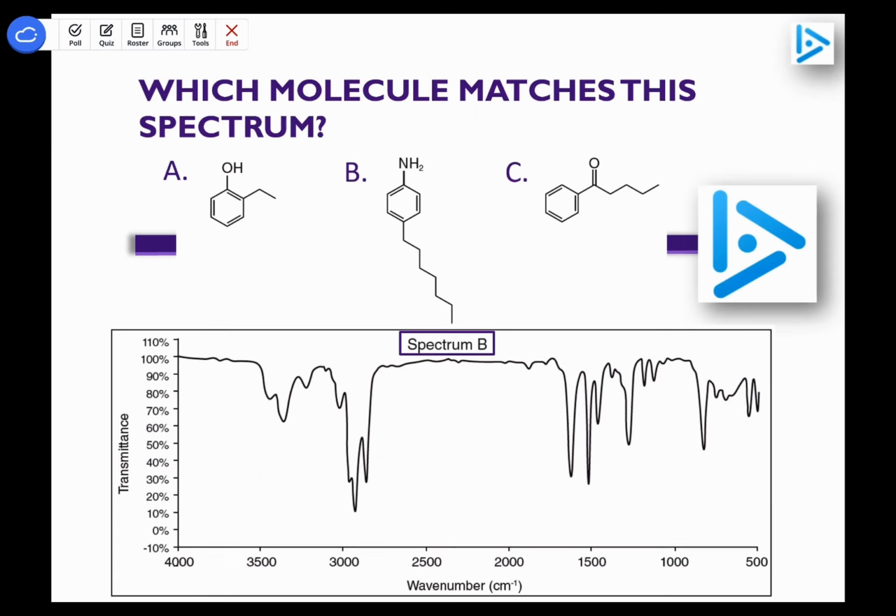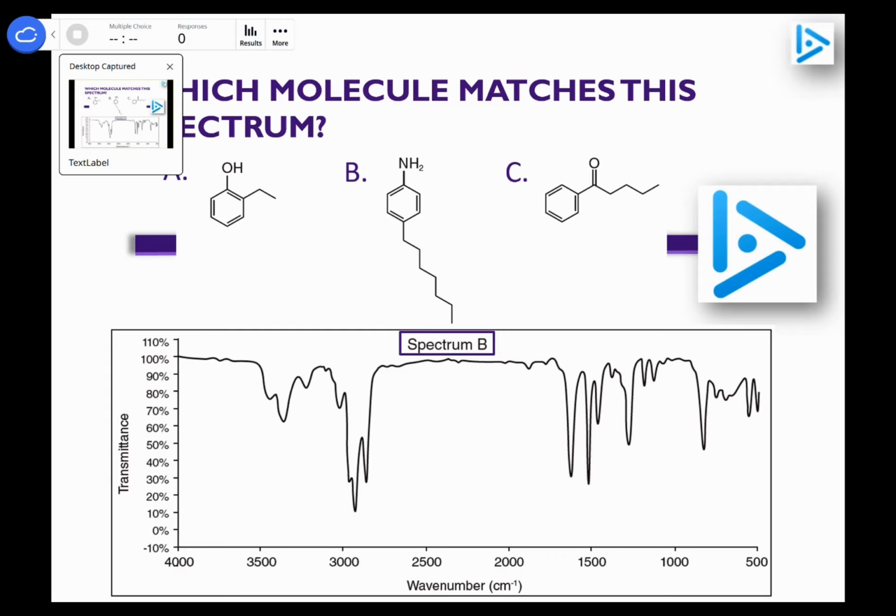So chat with the person beside you. This is spectrum B that I have on the screen. So make sure you're looking at the right one. You have A, B, and C in your workbook. I'm pulling up spectrum B. Which molecule produced spectrum B? Chat with the person beside you. Look at peaks that are present, peaks that are absent.